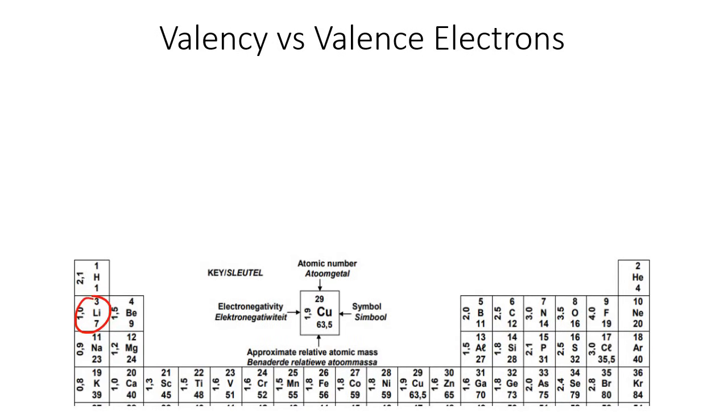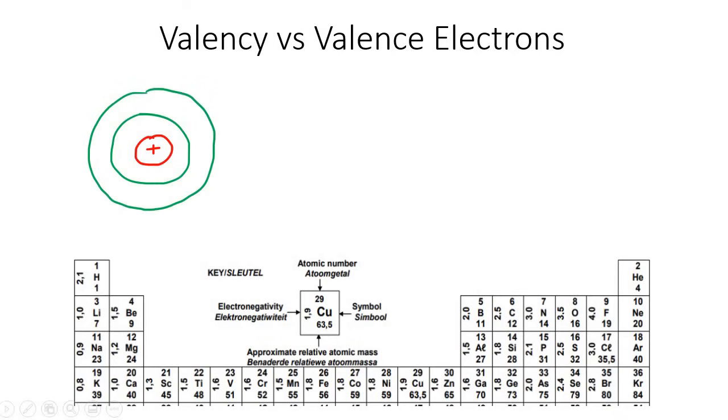So we know that lithium has a nucleus filled with protons, and because it's in period 2, it has two energy levels. Let's do the energy levels in green. So there's the first energy level and a second energy level. Now we know that in energy level number 1 it's got 2 electrons. So there they are. And then in energy level number 2, it's got 1 electron. Okay, so that is what lithium would look like.